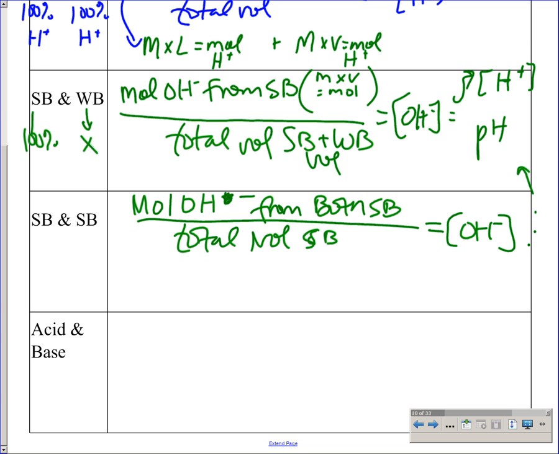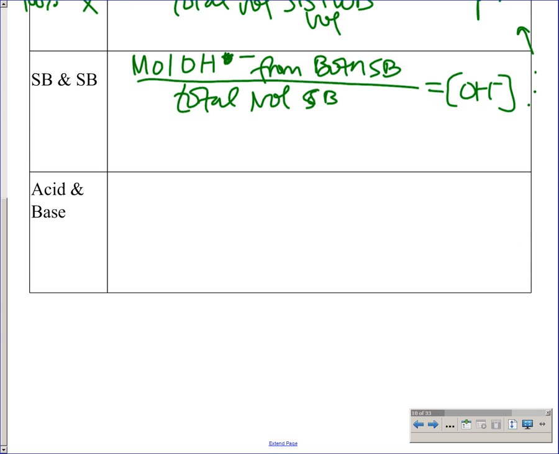The last one's a tricky one. This is if you have two different types of solutions, so one acid and one base. If you have an acid and a base, they will react. They will have a neutralization reaction going on. So you have an acid plus a base yielding a salt plus water. And you're going to have to figure out who you have left at the end of this reaction. Do you have acid left over or do you have base left over?